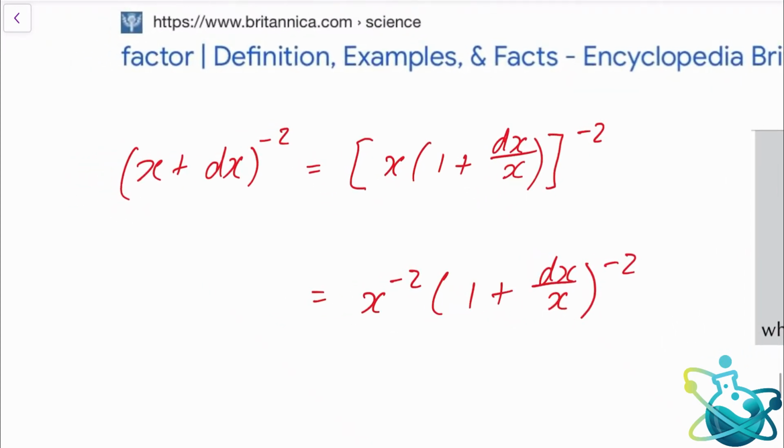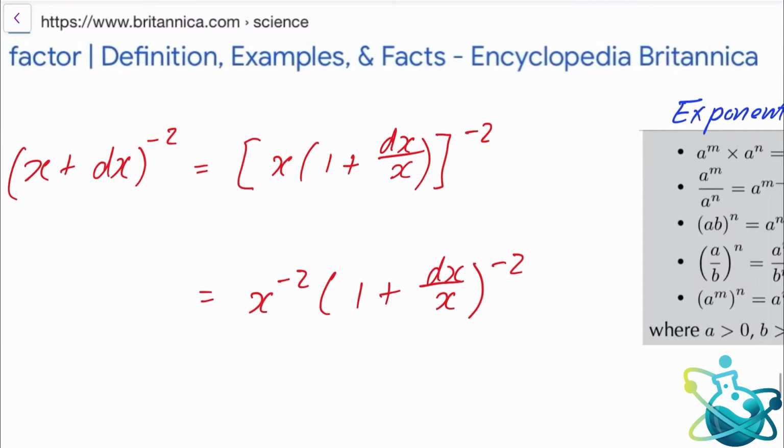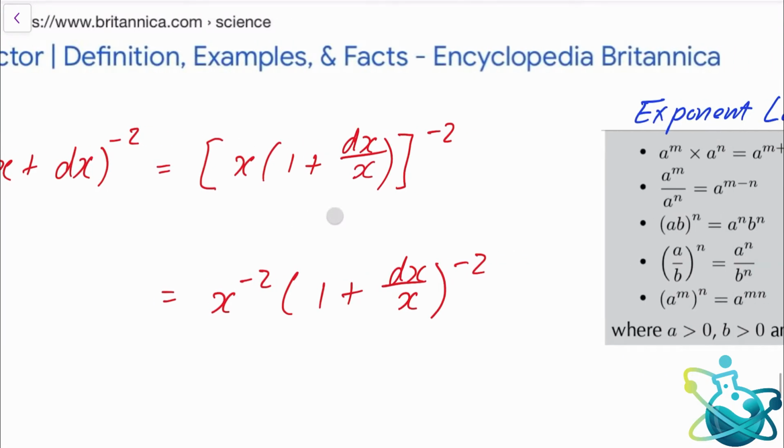Okay, we start with x plus dx to the power minus 2. And we put the round brackets in a square bracket. And then we factorize it inside the bracket. We take out the common factor, which is x, and put it outside the bracket, guys. If you multiply the x with everything inside the bracket, then you end up here again. Okay, I've done the initial factorization here. And then this is actually your factorization going on here.